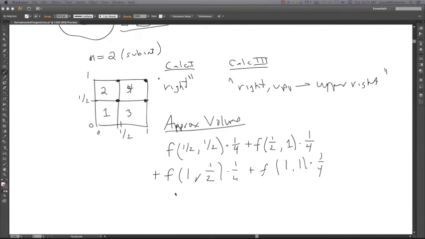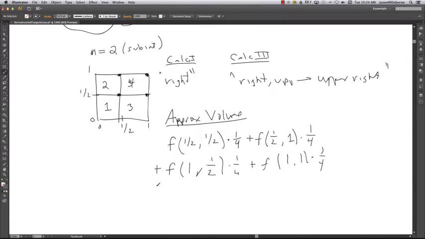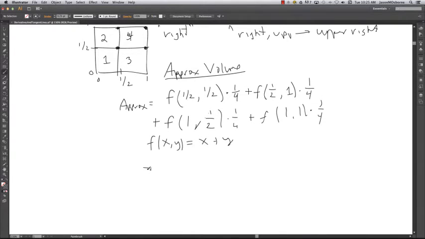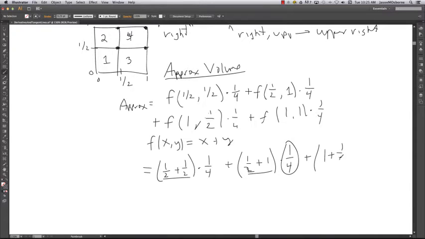Okay. And you can evaluate these numbers as well as I, because the function f of x, y is x plus y. When you add up the numbers for this approximation, you will get 1/2 + 1/2 times 1/4. So there is the height of the box at the point 1/2, 1/2. The function evaluated at 1/2, 1 will give you 1/2 + 1 times 1/4. There is the height of your box. Here's the width, the area of the base, 1/4. And then you continue in this fashion, you'll get 1 + 1/2 times 1/4 plus 1 + 1 times 1/4. Okay. And you would compute some number. And so that is the Riemann sum.